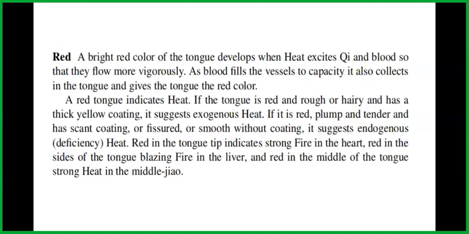If the tongue is red and rough or hairy and has a thick yellow coating, it suggests exogenous heat. If it is red, plump, and tender and has scant coating or fissured or smooth without coating, it suggests endogenous or deficiency heat. Red in the tongue tip indicates strong fire in the heart, red in the sides of the tongue, blazing fire in the liver, and red in the middle of the tongue, strong heat in the middle jiao.